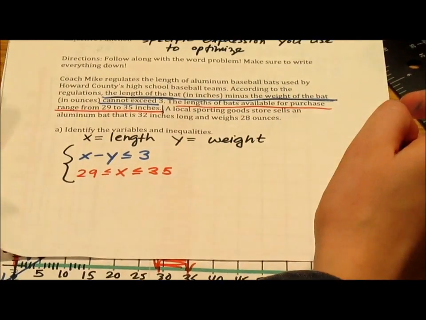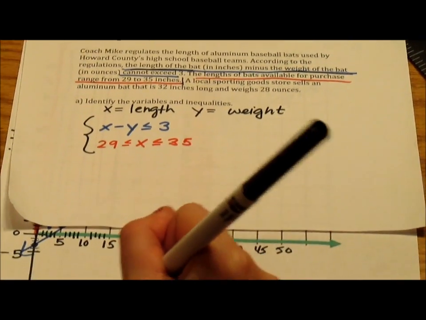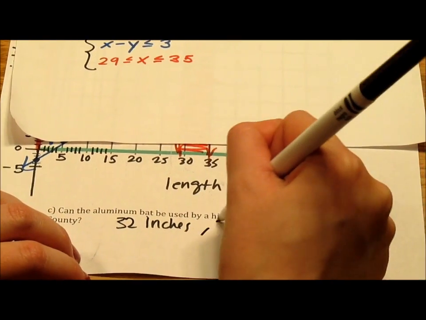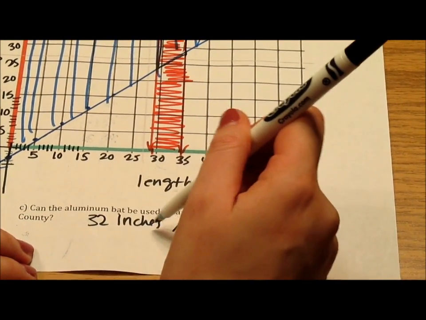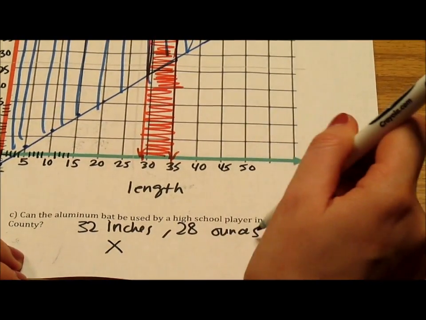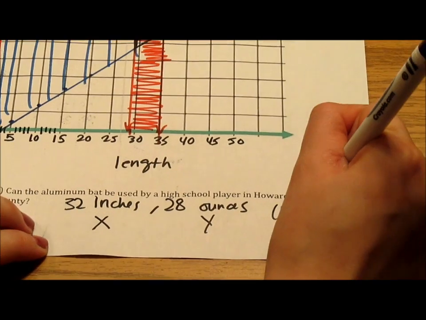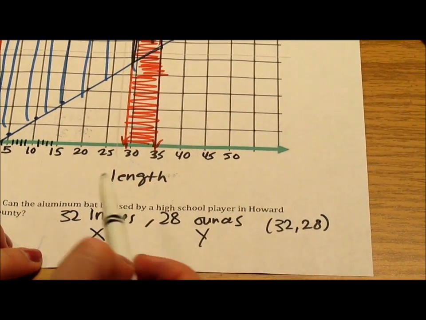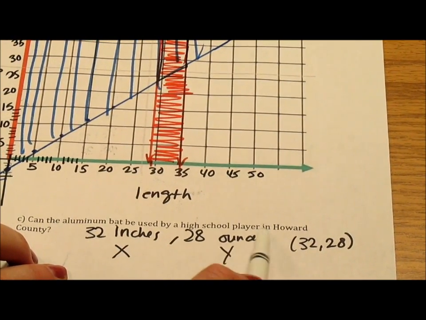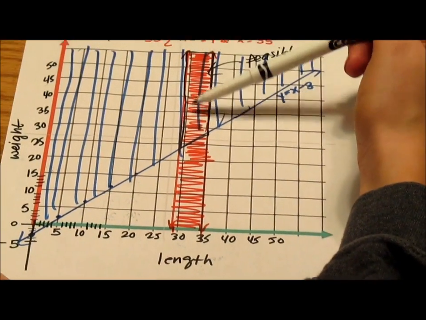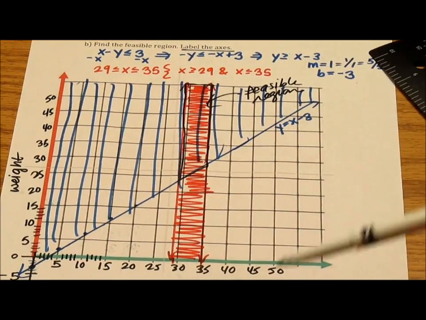A local sporting goods store sells an aluminum bat that is 32 inches long and weighs 28 ounces. Okay, so if you look at this, 32 inches long is the length, that's my x. 28 ounces is the weight, that's my y. So this is just a point, 32, 28. And it's asking us if this particular aluminum bat that is 32 inches, 28 ounces, can be used by a high school player in Howard County. Now, the feasible region shows you if that particular weight and length combo can be used in Howard County.